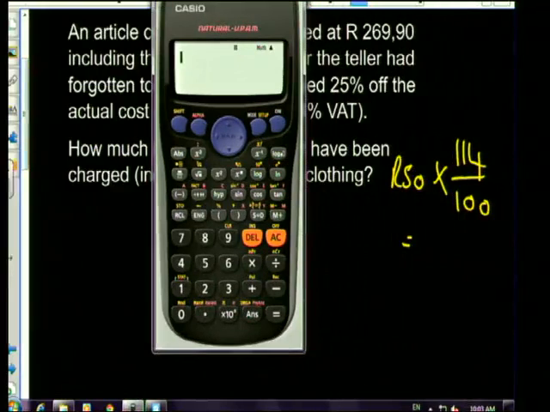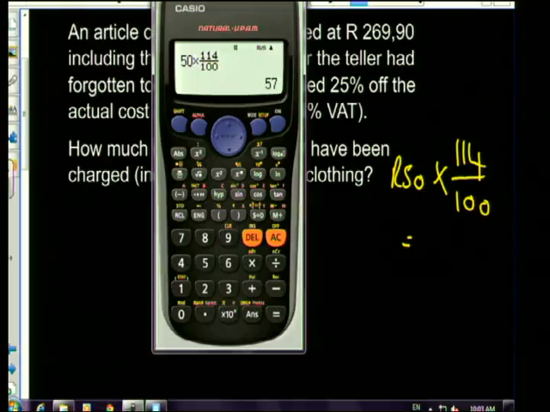Here it is, 50 Rand multiplied by 114 over 100. It's the same thing as saying let's find 14% of 50 Rand, get an answer, and then add 50 Rand. This is just a lot quicker. We say 114 over 100 equals, and there's my answer there, 57 Rand.